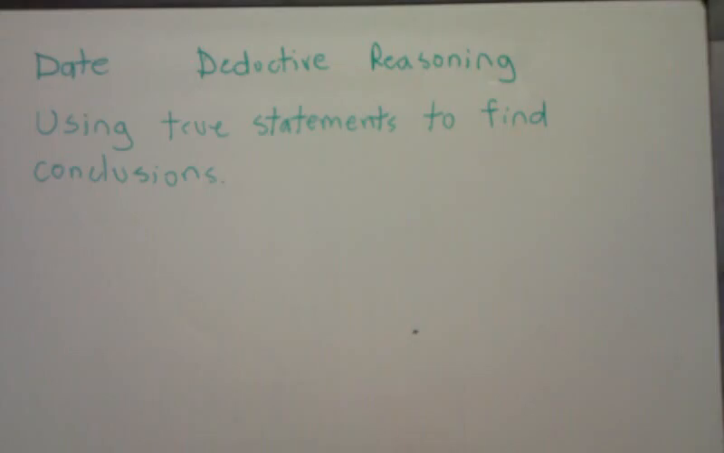Number 1 says, if a triangle has a right angle, then the triangle is a right triangle. Number 2 says triangle ABC is not a right triangle. So what is the conclusion? Your conclusion should have been triangle ABC does not have a right angle. Alright? Now I want you to go through and do the rest of these problems.